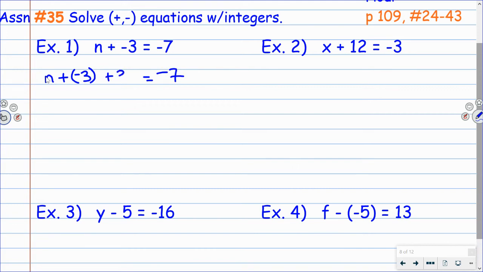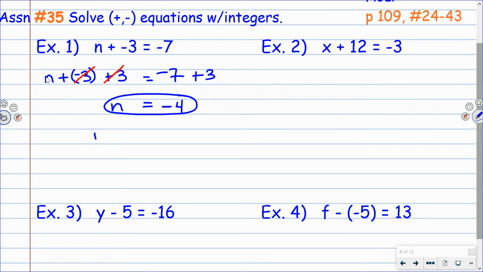Well, of course, we add 3 positives, and we must be fair to both sides. Now, in this case, 3 negatives, 3 positives cancel out, leaving me with n by itself. Good. -7, +3. I have 0 pairs to take away. We're still in the negatives, but not as far.